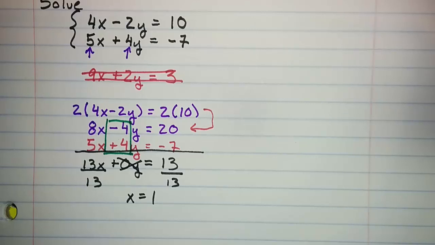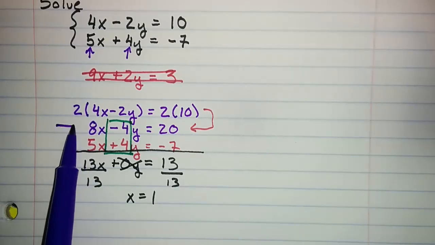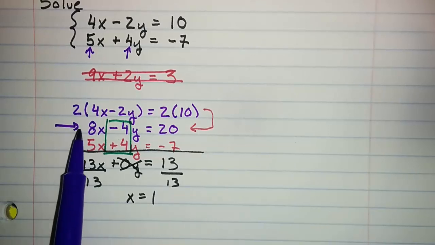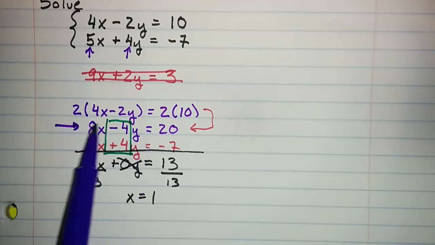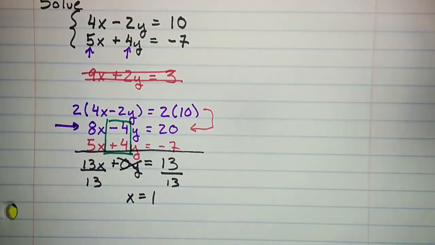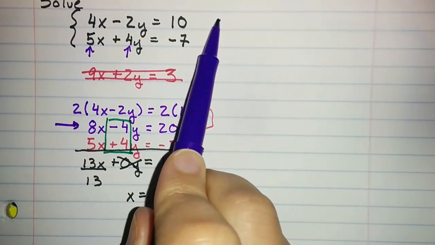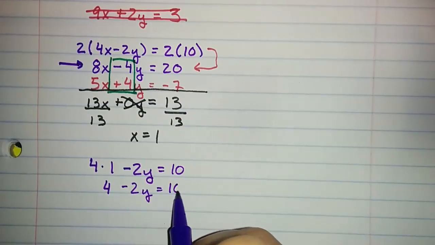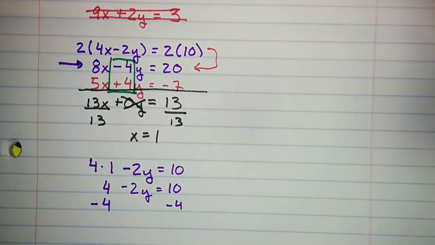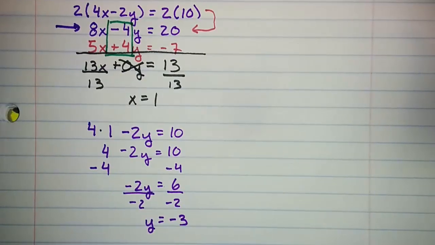Alright, now that we know x, we can find y. I don't like to use equations that I've already manipulated for elimination to find my other variable, because if I made a mistake in this step, it'll be harder to catch. So I'm going to use just this first equation that we started with. 4 times 1 minus 2y equals 10. 4 minus 2y equals 10. I'll subtract 4 on both sides. Negative 2y equals 6. Divide both sides by negative 2, and we get y equals negative 3.